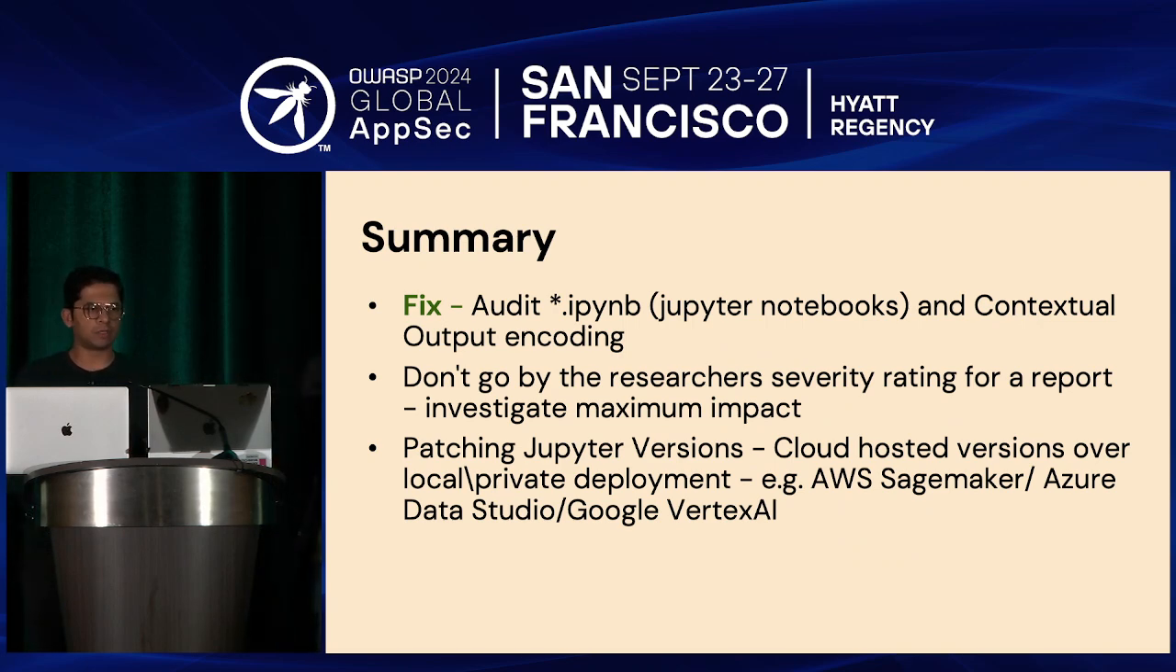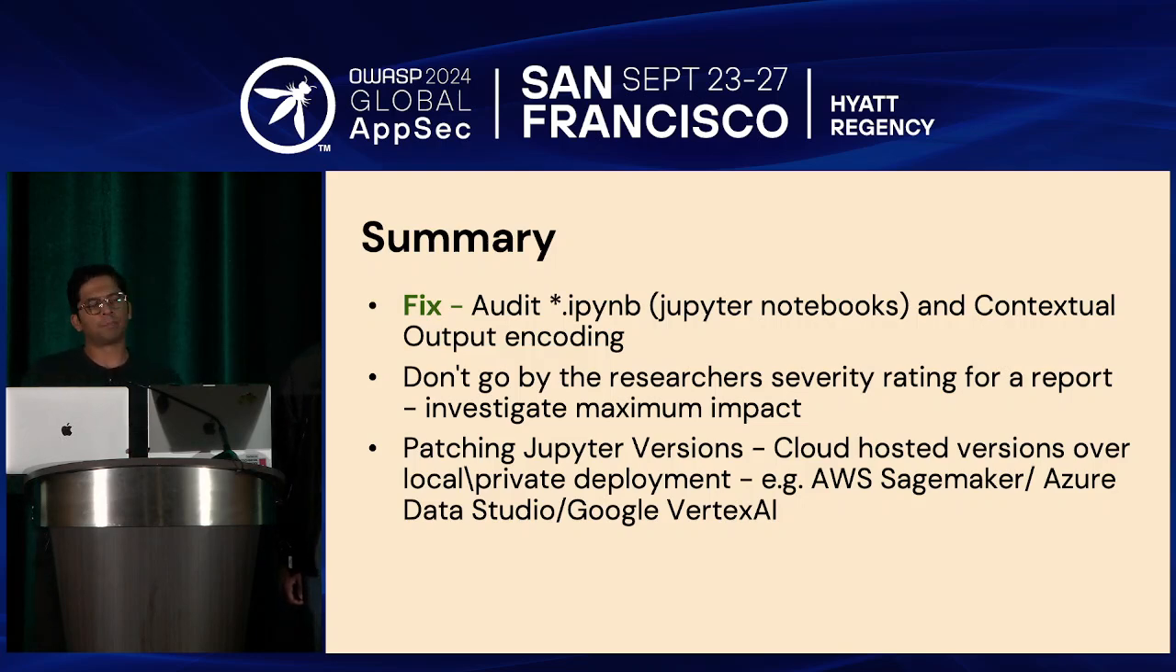Awesome. So in summary, go look within your own environments if you're using Jupyter notebooks and make sure they're contextually encoded. And don't go by the researchers' severity rating because they might not have the full context of your own environment. A lot of times we rush to keep the severity as low as possible, but doing a root cause analysis and taking a step back to see if there can be privilege escalation or chaining, just like how we were able to chain here, is important.